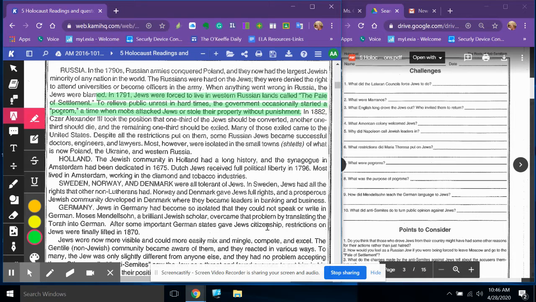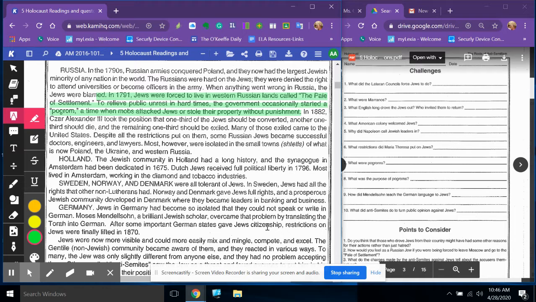Despite all the restrictions put on them, some Russian Jews became successful doctors, engineers, and lawyers. Most, however, were isolated in the small towns or shtetls of what is now Poland, the Ukraine, and Western Russia.